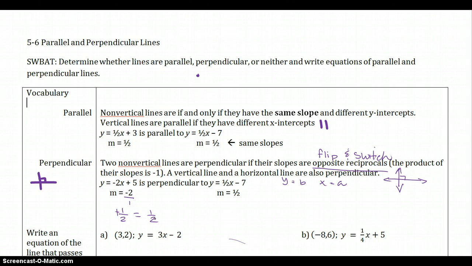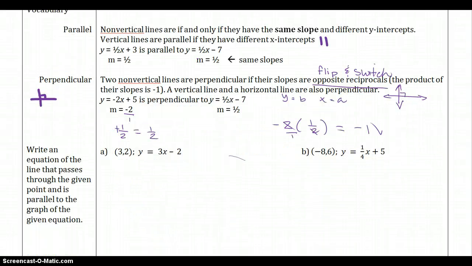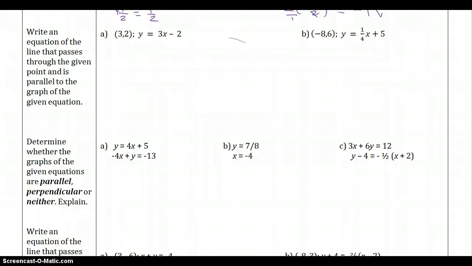How do I know that I'm right? One, because I'm the teacher, but also I can do -2 times 1/2, because when I multiply these two, the product of their slopes should be -1. So put this under 1, cancel, cancel, -1. That checks out wonderfully.